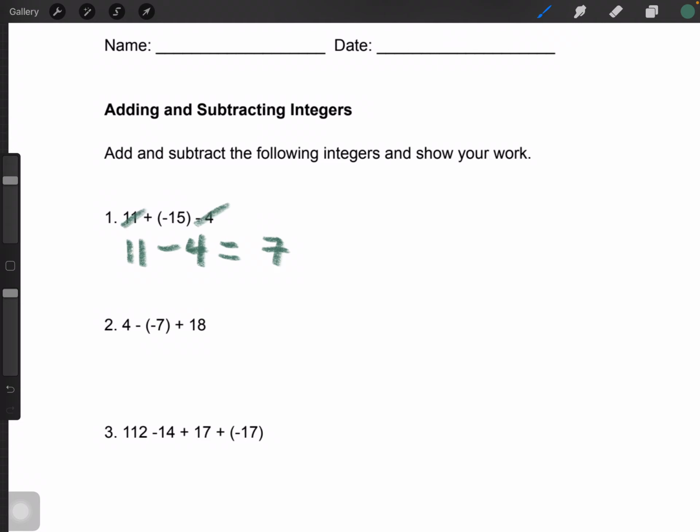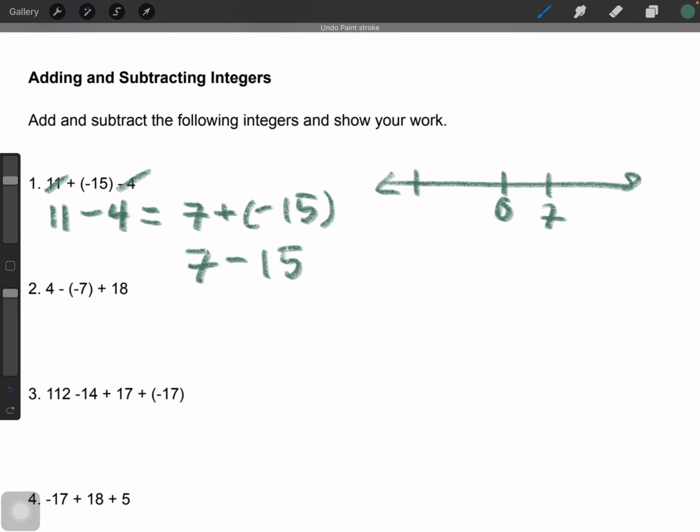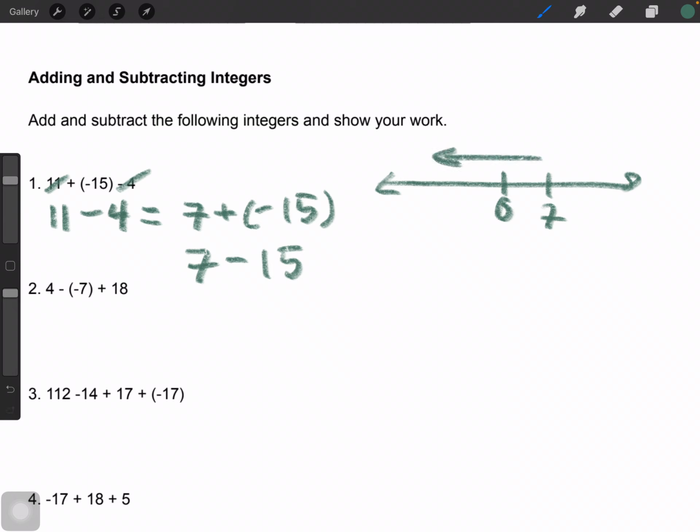Now you have 7 minus 15, or 7 plus negative 15, which also just means 7 minus 15. Now if we think of 7 on a number line, you have 0, this is 7, and this is negative 15, right? And you want to go back 15, which means you're going to be in the negative numbers. So it's going to be the negative of 15 minus 7, which is 8, so it's negative 8.